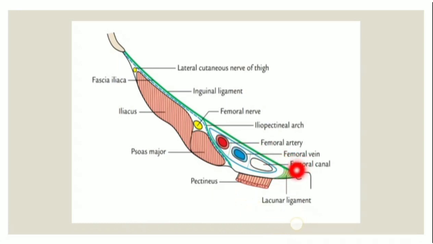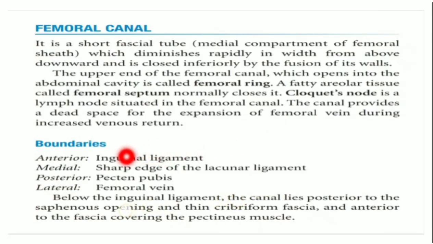Some fibers come out from there, and those fibers are called the lacunar ligament. So the medial boundary is the lacunar ligament, its sharp edge. And the lateral boundary, as already said, is the femoral vein. For the femoral canal, what is lateral? The femoral vein, that's it. And anteriorly, you have the inguinal ligament.